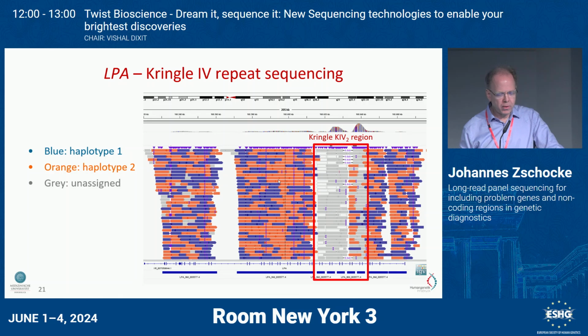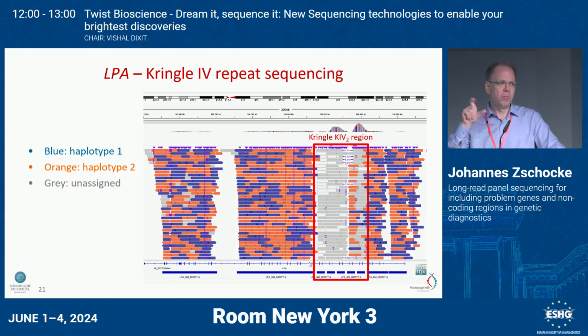Everything else, blue and orange, are the 2 haplotypes, so that's easy. But we haven't solved the Kringle 4-2 region, which is really why we're doing this. So I think let's hope that in the next 12 months we'll get this done somehow.